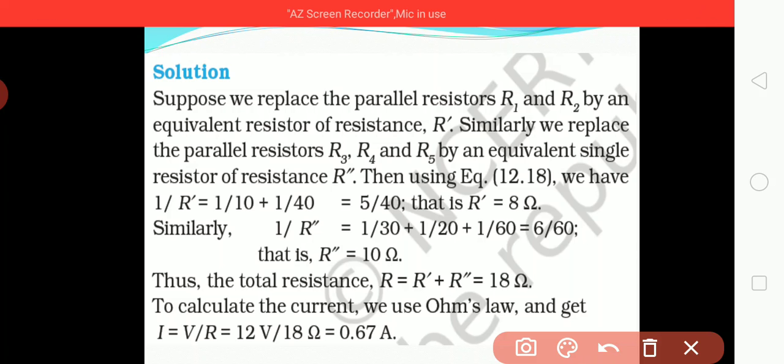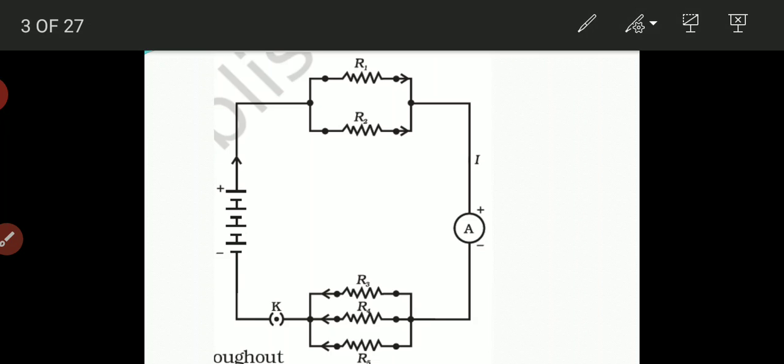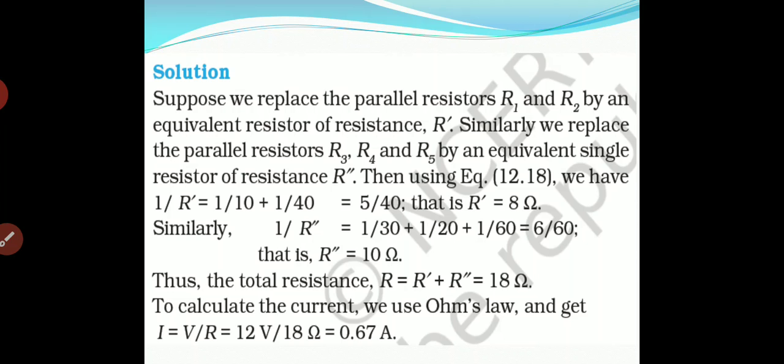Now R prime and R double prime are connected by a series connection. Here you can see at this point and at this point, both of them are connected in series. So R prime plus R double prime will be 18 ohm. So we have got the total resistance in the circuit.